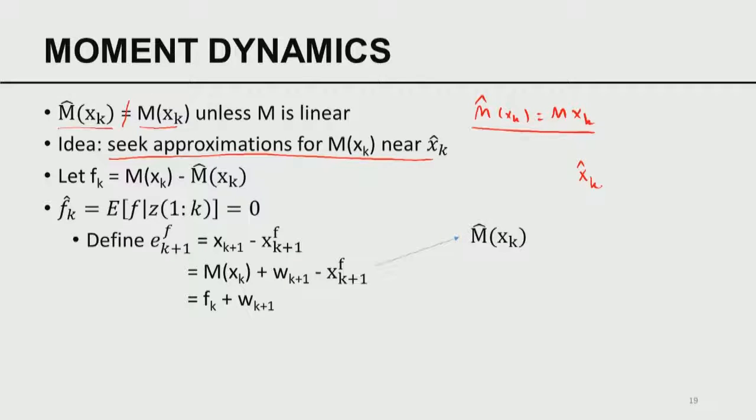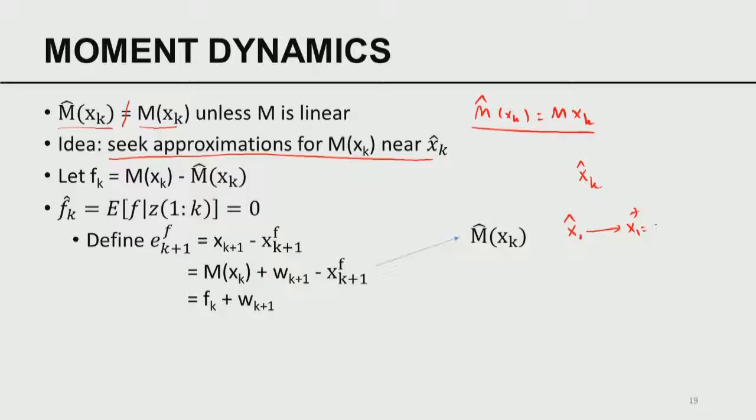I'm approximating m hat of xk around x hat k. So let us look at this. What is the idea here? Suppose I have x naught hat, the initial condition, I know the analysis. I am going to be able to make a prediction x1 f.